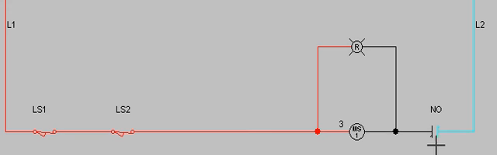So once we hit the reset button, which is what would reset this contact, we would resume current flow.